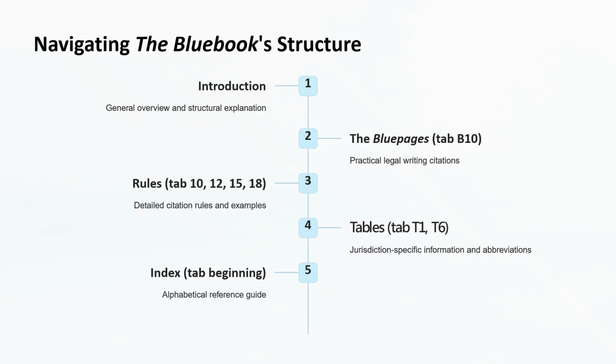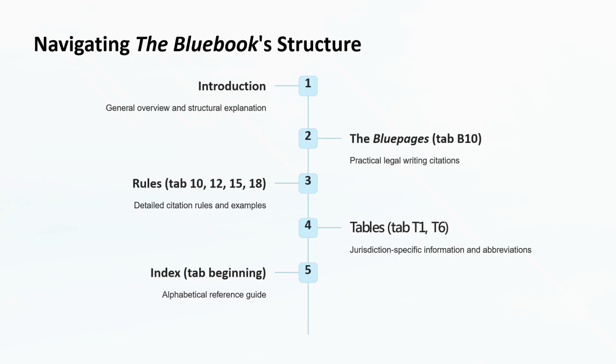Then in the white pages rules, I recommend tabbing rules 10, 12, 15, and 18. 10 is the rule for cases, 12 is the rule for statutes, 15, 16, and 17 are the rules for print secondary sources, and 18 is the rule for online sources. And so if you'll just tab the beginning of each of those rules or sections in the Bluebook, you'll be able to find what you need pretty easily.